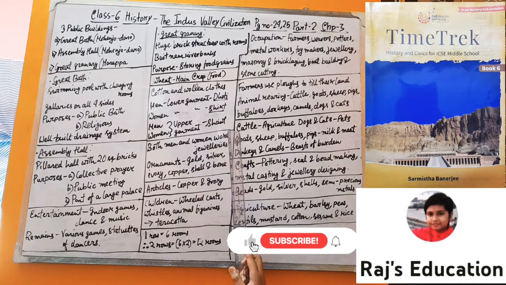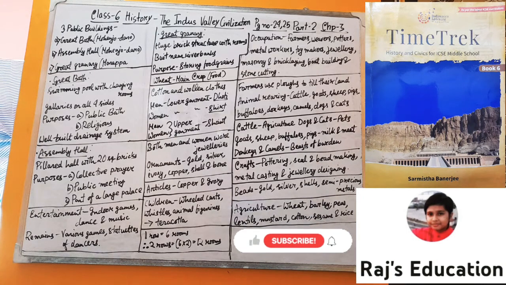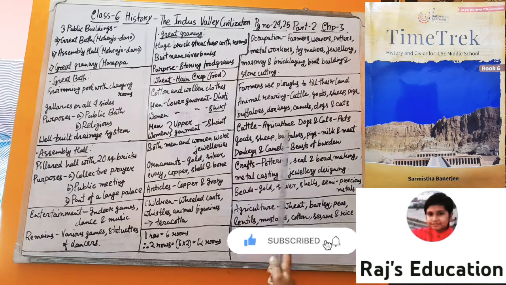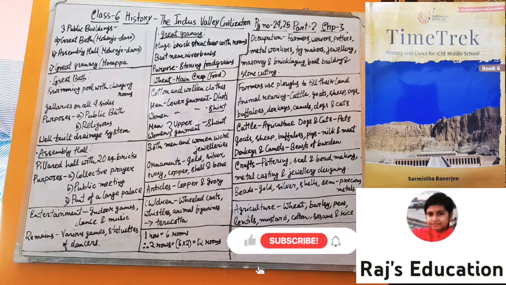And they also used to rear animals like cattle, goats, sheep, pigs, buffaloes, donkeys, camels, dogs and cats. So these were the animals reared by the people of the Indus Valley. Now the cattle were mainly used in agriculture, and dogs and cats were kept as pets in the home.